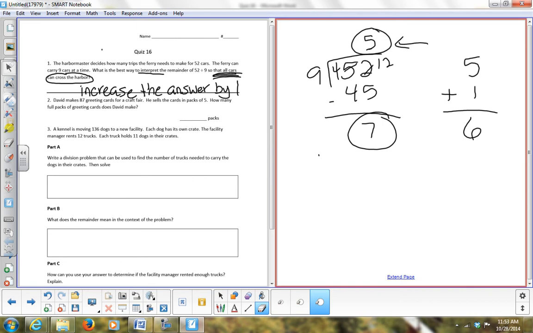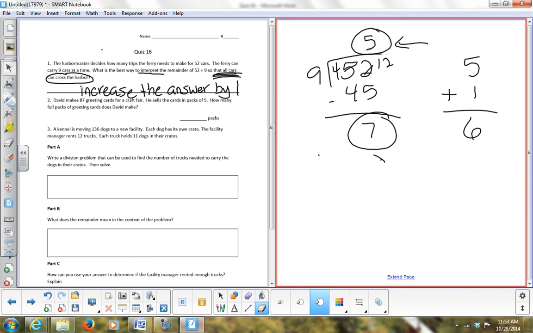Correct. With the quotient, whatever the answer is. With her. Correct.